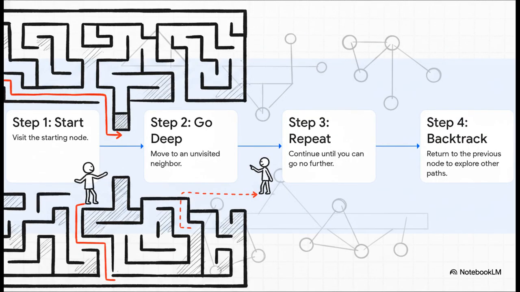And here's the logic. Imagine you're in a maze, and you decide to solve it by always keeping your right hand on the wall. You follow that path relentlessly until you hit a dead end. Only then do you turn around, go back to your last choice, and try a different turn. That's DFS in a nutshell.